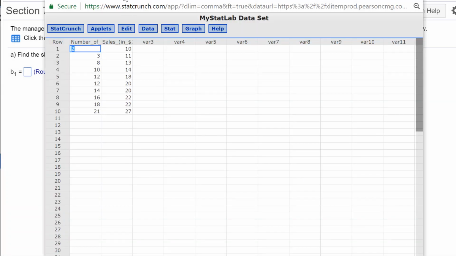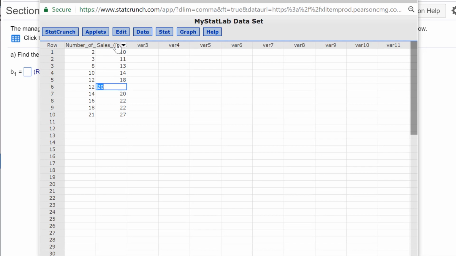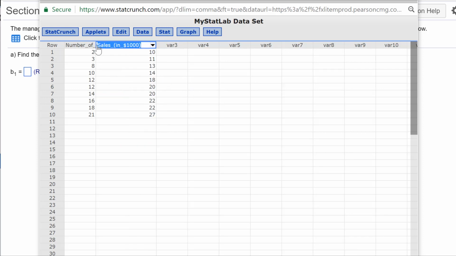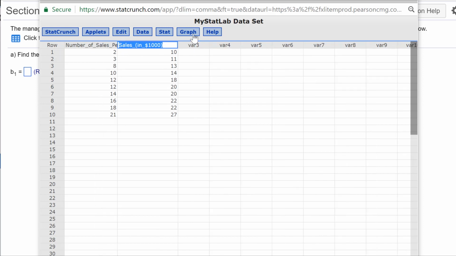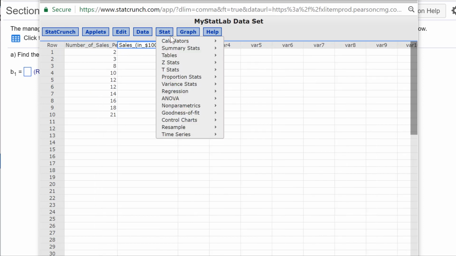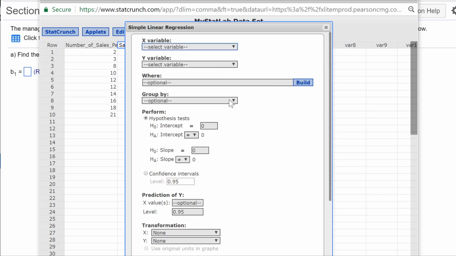Okay, and here's our data. Always make sure it comes in, at least with the headings looking correct. Occasionally it does not, so I'm trying to find those that don't. So this one does come in well. You can make these columns a little bit longer if you need to. Okay, so let's go ahead and run some stats on this. So go to Stat, Regression, and Simple Linear.